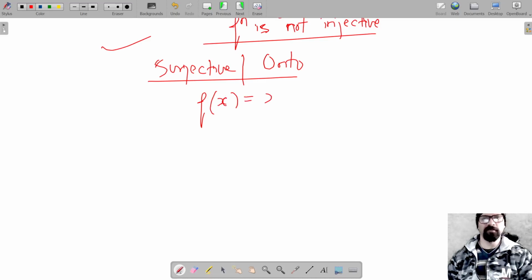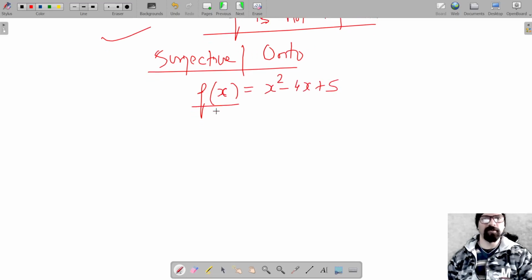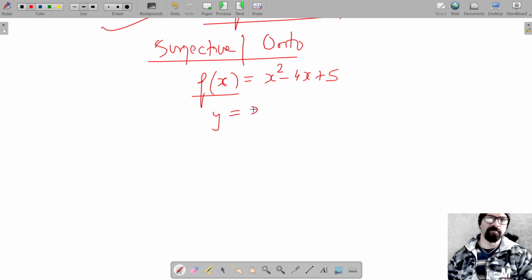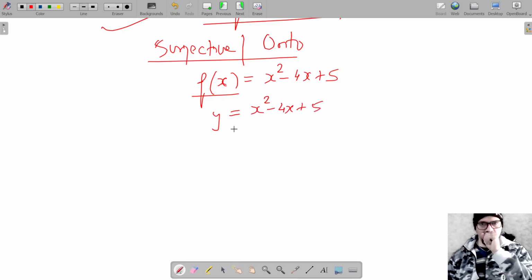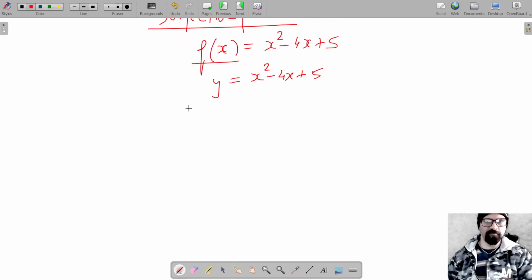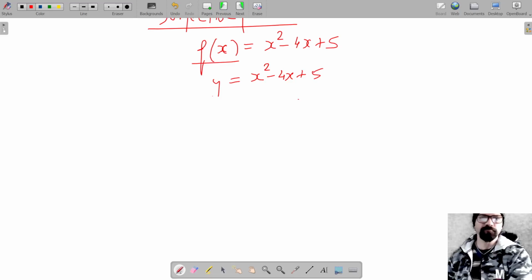So this f of x is x square minus 4x plus 5, and f of x means y. So y is equal to x square minus 4x plus 5. Let's try to get the value of x from here. Since this is x squared, x can be positive or negative, so I have to get the value of x in this case.